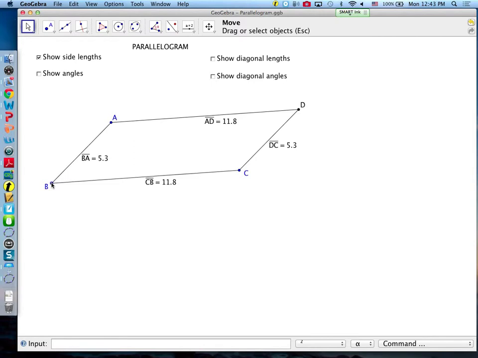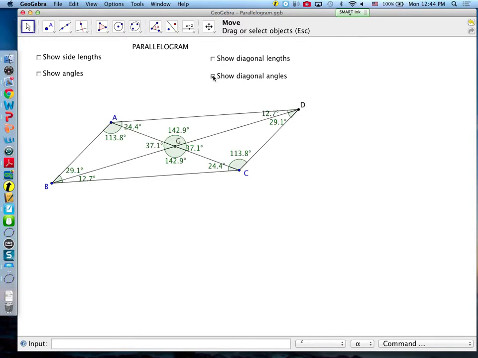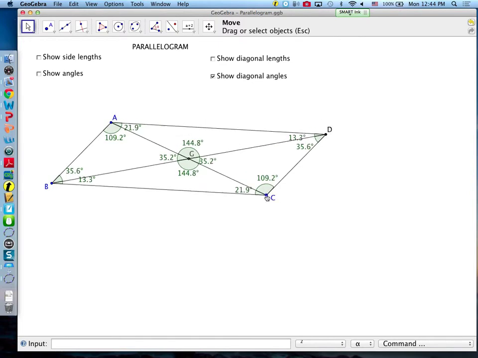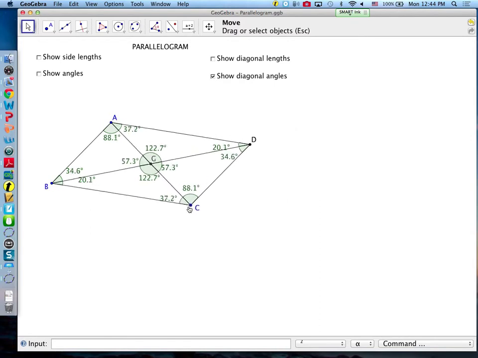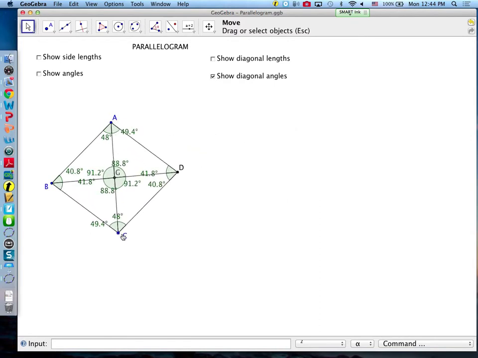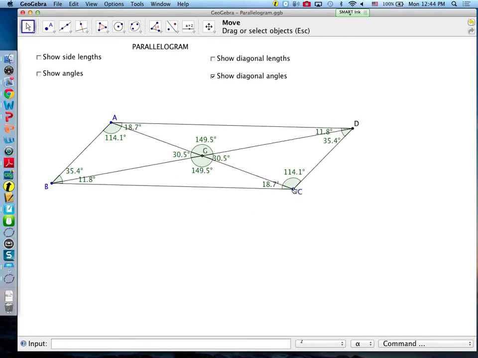Are they perpendicular? When they intersect at the middle there, the 90-degree angles? Nope. Evidently some don't look like they are. A few of them, as I'm looking around, look like maybe they are. If you don't think they're perpendicular, let me bring up my numbers and see if I agree with you. Show the diagonal angles. Okay, so at that center point, yep, they're not. I probably could move it so that they are 90s, but a lot of them are not. Okay, what else?